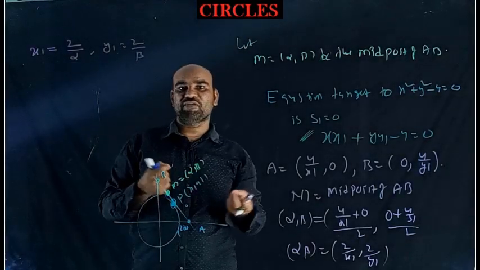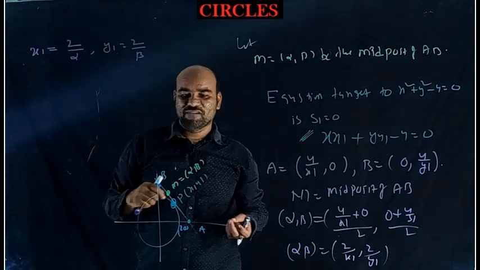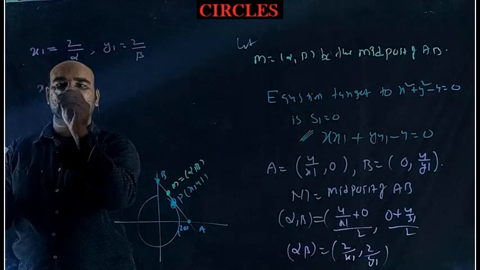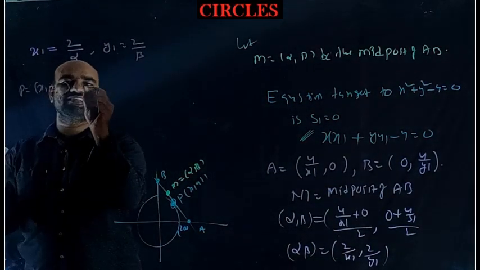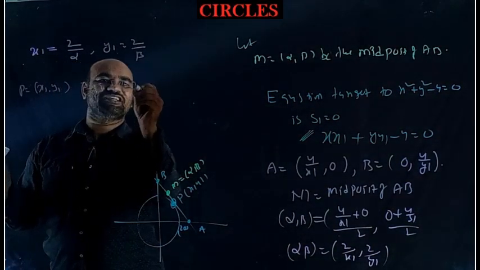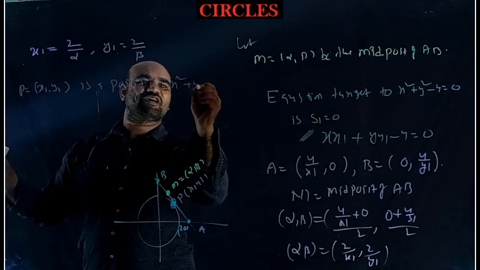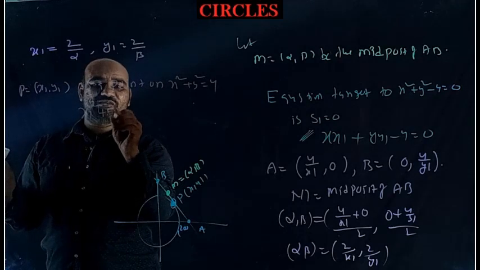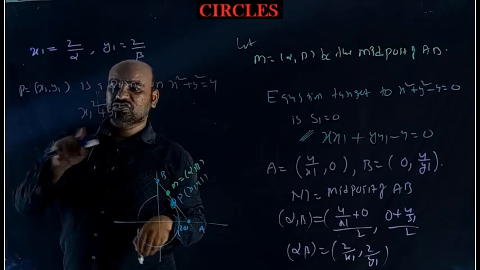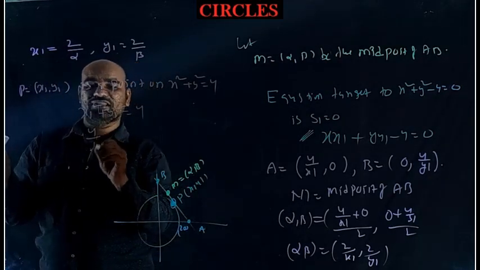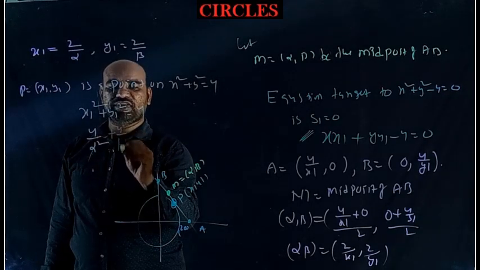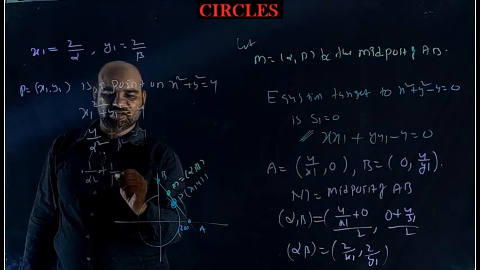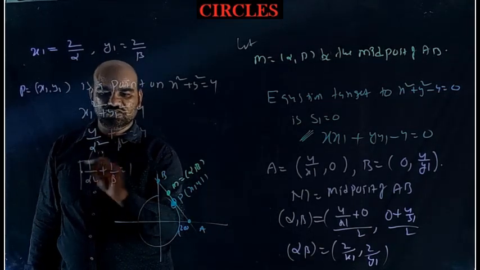You know what our plan is? We want to create a relation between alpha and beta, but we got the relation between x1 and y1. Already P equal to (x1, y1) is a point on x square plus y square equal to 4. What is the meaning of that? x1 square plus y1 square equal to 4. So instead of x1 square I can write 4 by alpha square, and 4 by beta square, equal to 4. I can cancel 4. 1 by alpha square plus 1 by beta square equal to 1. So we got the relation.